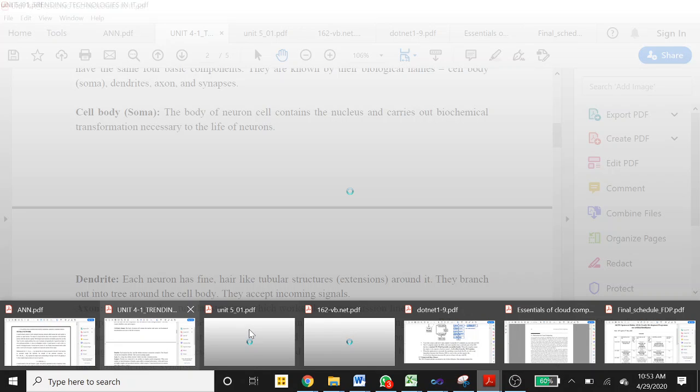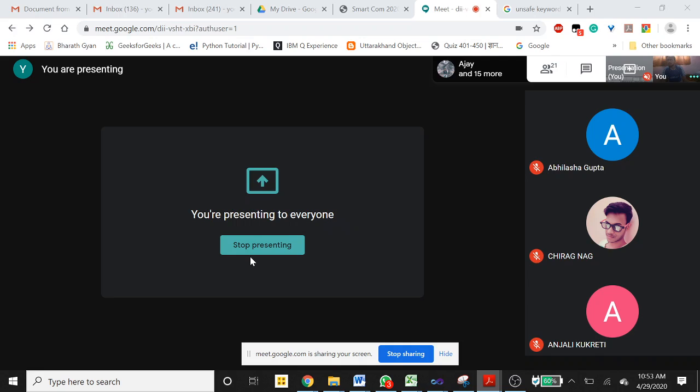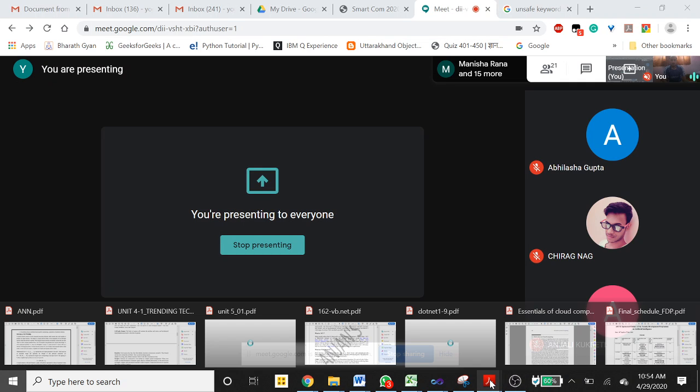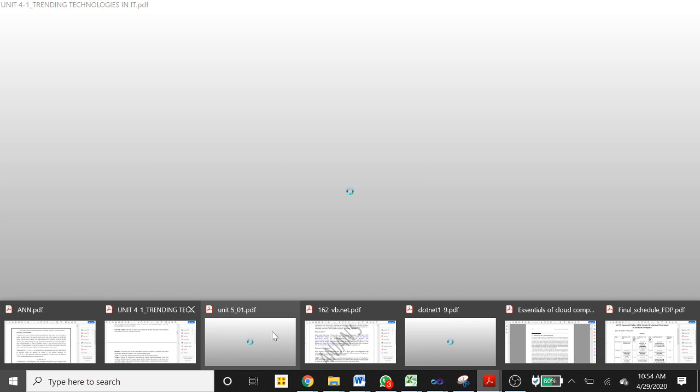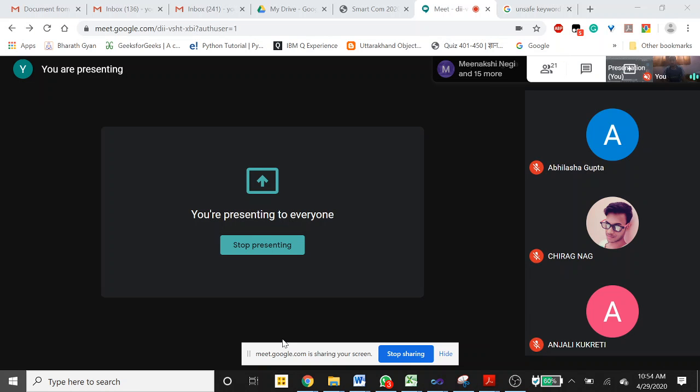As I have told you, the neural network mimics the implementation of the biological neuron in the human brain. So first we have to get into the architecture of the biological neuron. In a human brain, there are 10 to the power 10 neurons, and 10 to the power 14 interconnections between them.